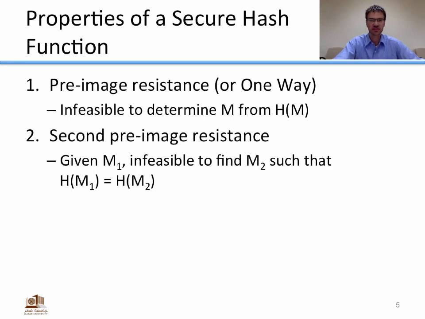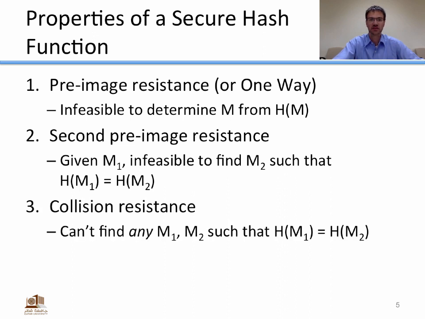The next property is called second pre-image resistance. In second pre-image resistance, we say that given M1, it's infeasible to find M2 such that the hash of M1 equals the hash of M2. So if I give you a specific message, you're not able to find another message that has the same hash as the one that I gave you.